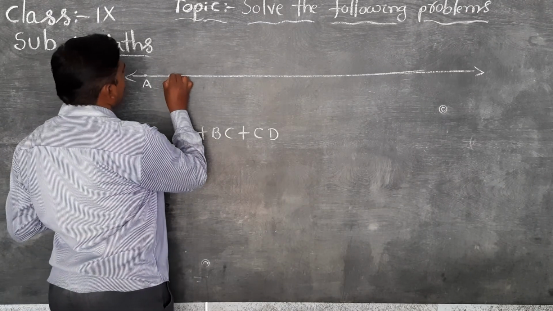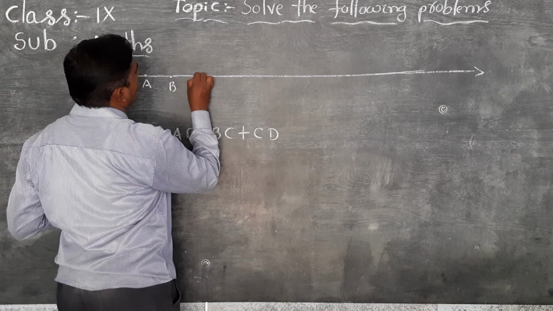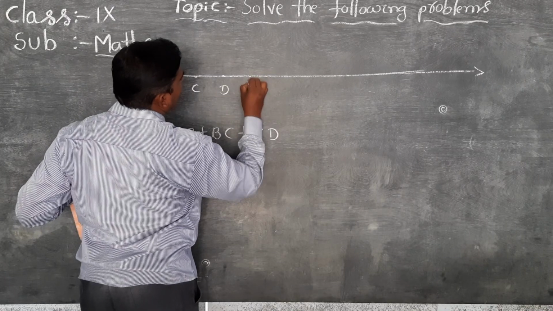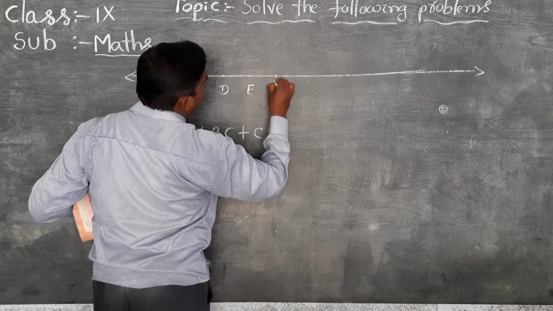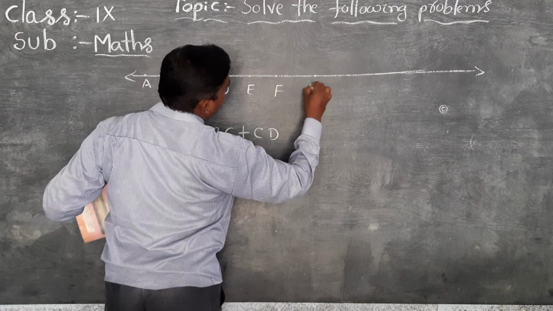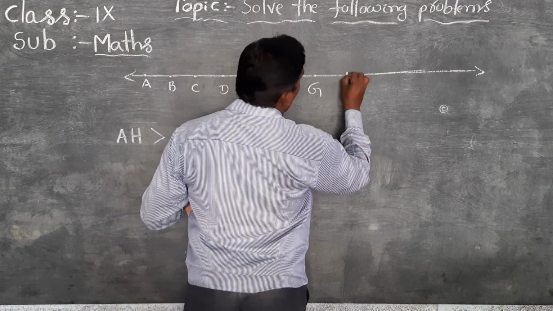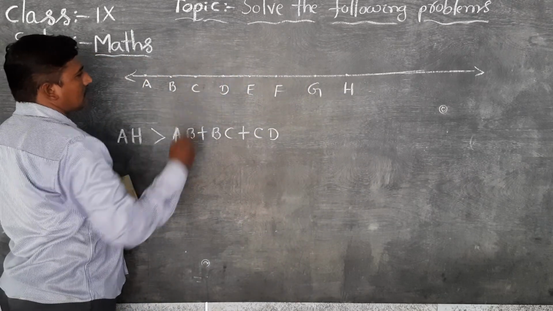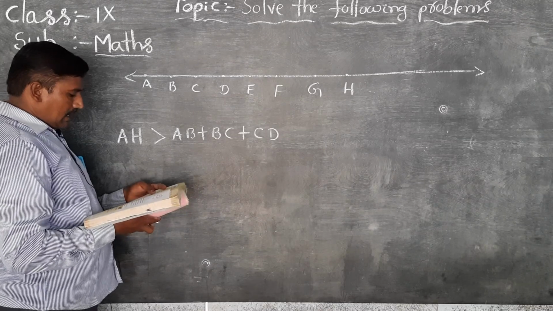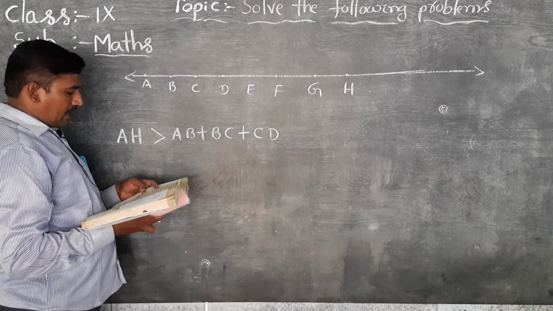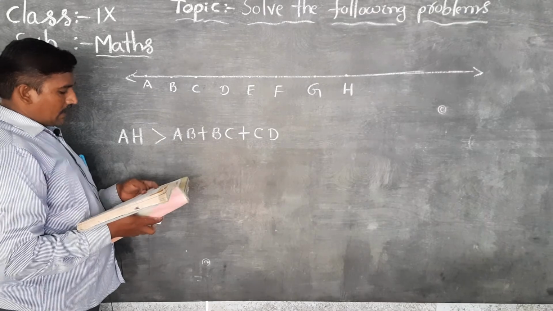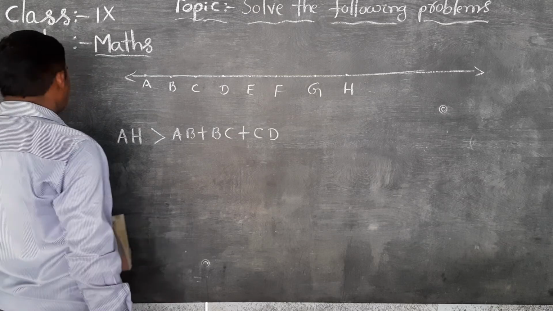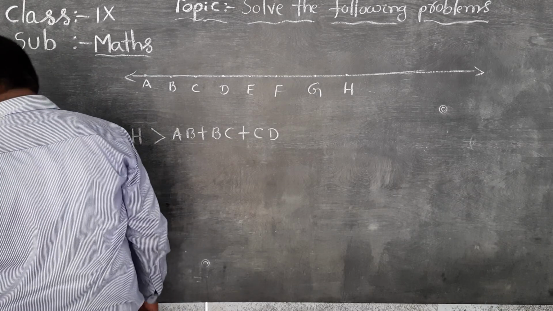After A, B, C, D, E, F, G, H. Okay, A to H. This is a line, the AH line. In the given figure below, show that length AH is greater than AB plus BC plus CD. Okay, we can prove it like this.